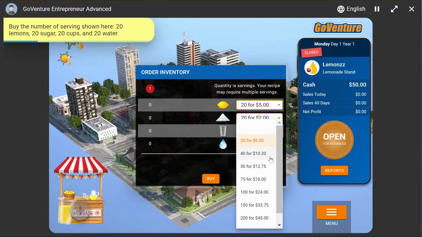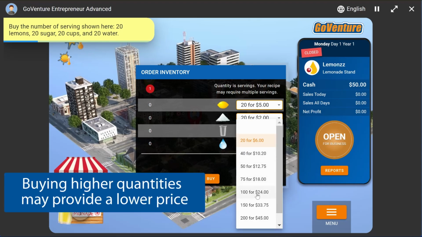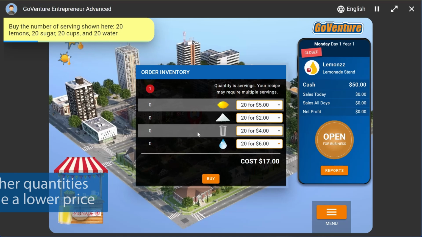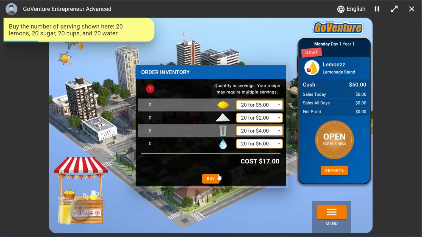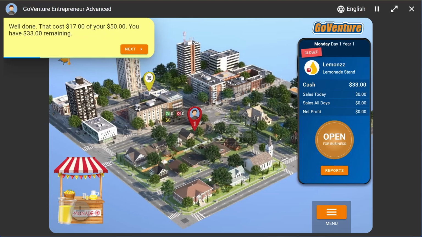And in many businesses, the more quantity you buy, the lower the price. That's not always the case, but it is in this particular example here. So as we buy more, we might be able to save some money. But the tutorial is telling us to stick with these numbers for now. So that's going to cost us $17. Let's make sure we have enough money to buy that. So we do. We have $50. So let's go ahead and buy.